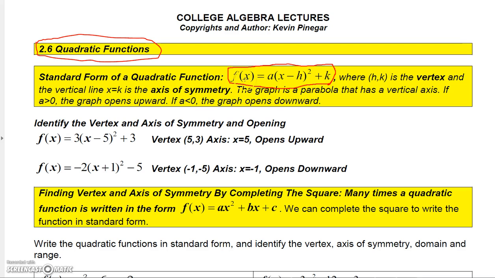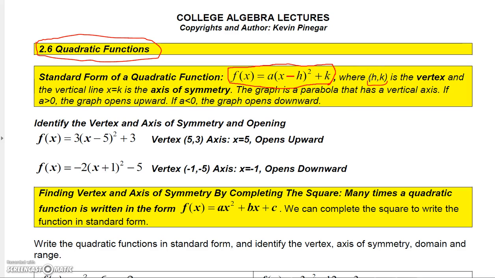So if the parabola is written in this form, f of x equals a times (x minus h) quantity squared plus k, or instead of f of x it could be y. Well, whatever the number is that's subtracted from x here, that's h. That's actually the x value of your vertex. And whatever is being added outside of the square here, that's k. And k is the y value of your vertex.